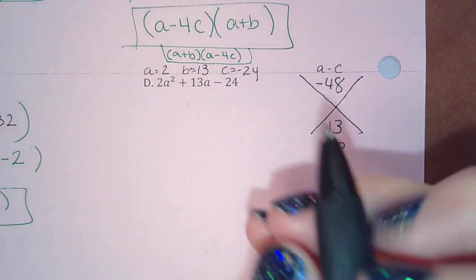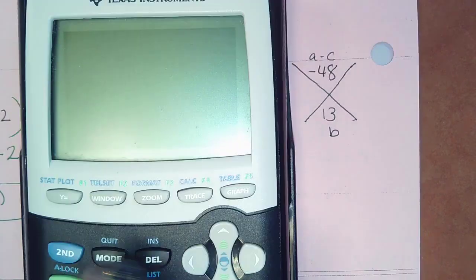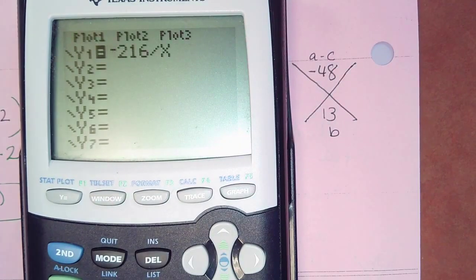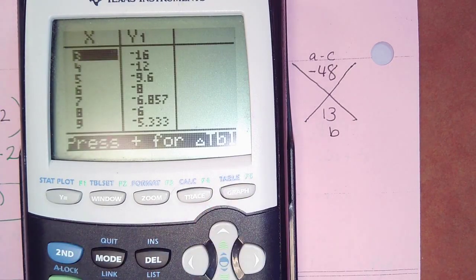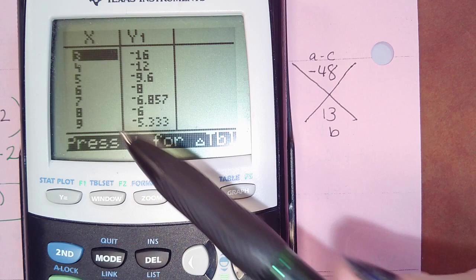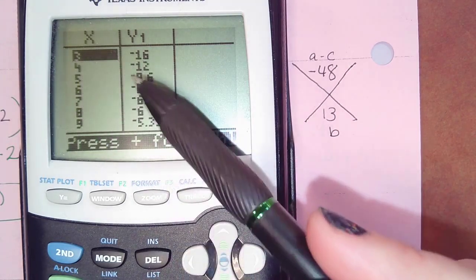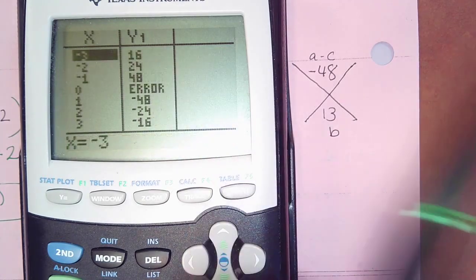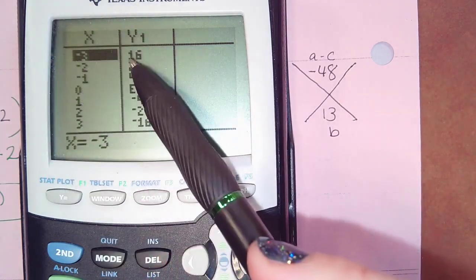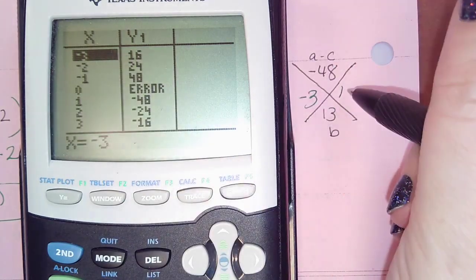Okay, so if you plug that in your calculator into the y equals, I'm going to type in negative 48 divided by x, second graph. I want them to add to a positive number. So right now, 3 and negative 16, that adds to a negative 13. So if I go the other direction, negative 3 and positive 16, that adds to positive 13. Those are the numbers that I want.